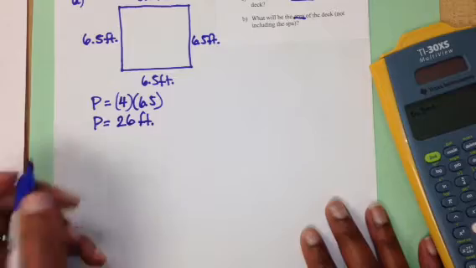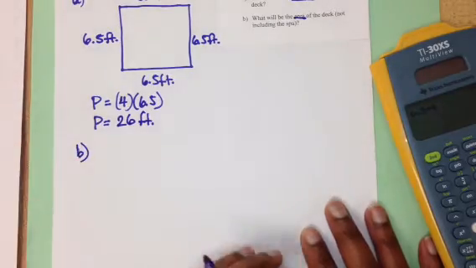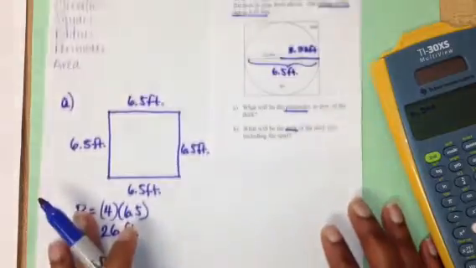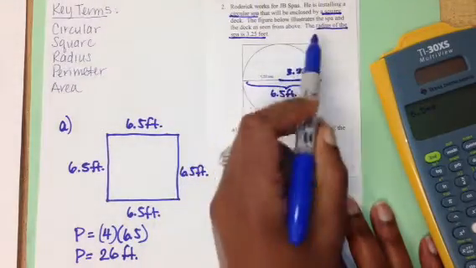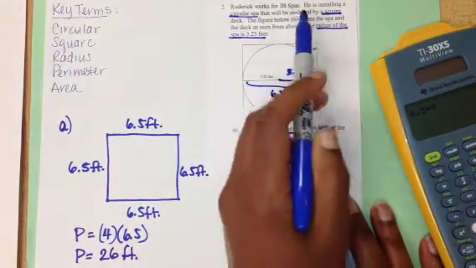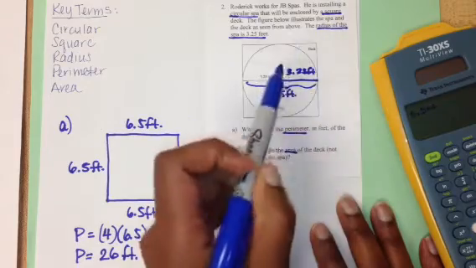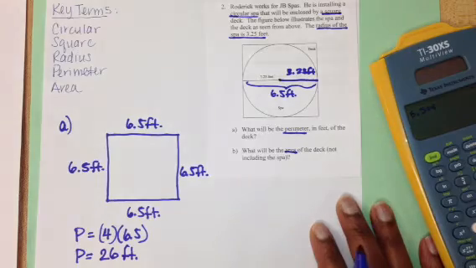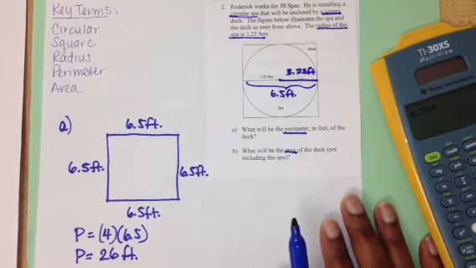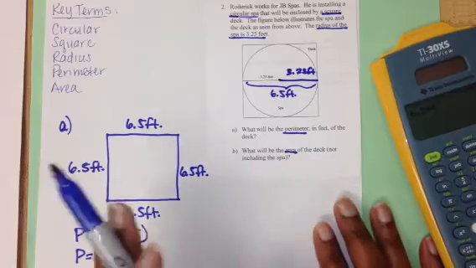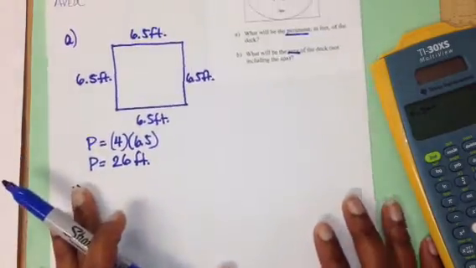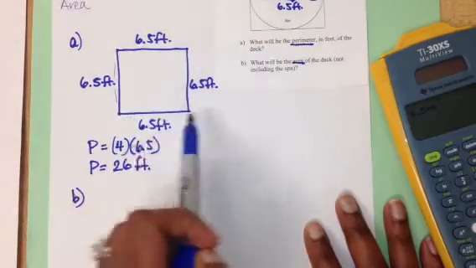Part B states, what is the area of the deck not including the spa? So we're looking at our deck, and remember our deck is in the shape of a square, and our spa is in the shape of a circle. So this part of the problem, we're going to have 2 steps. So the first step, of course, is to find the area of the deck. So the deck, remember, is our square. And we have the dimensions of our deck.